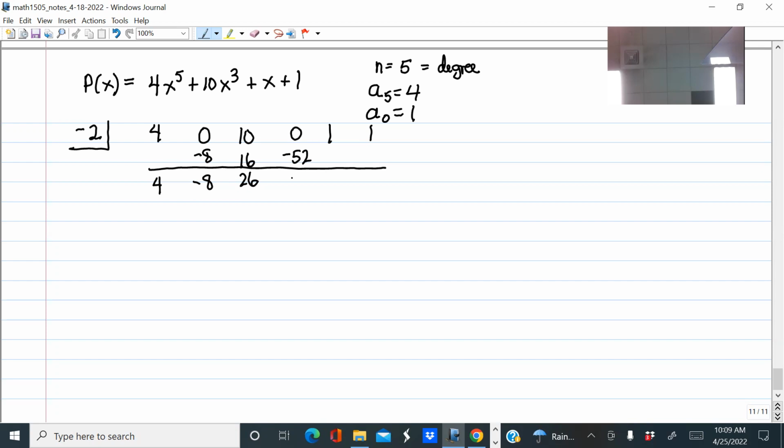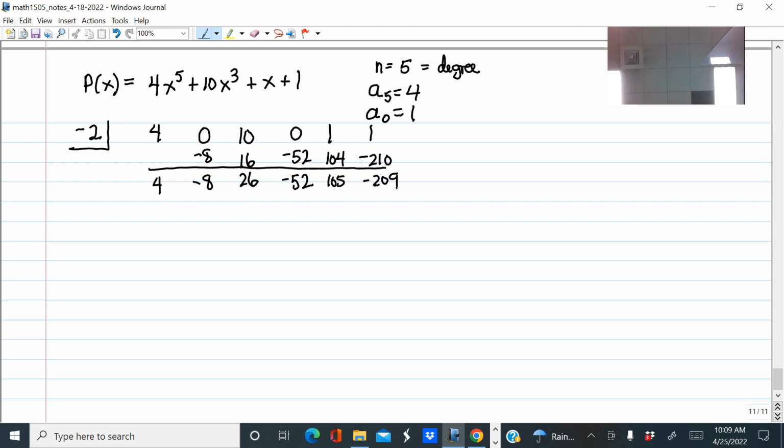Add, oh, see, things are getting large here, larger than I thought. So add again, you have minus 52. Minus 2 times minus 52 is a positive 104, right? Okay, add, so this is 105. And then minus 2 times 105 is minus 210. And now we're going to add, and that gives us minus 209.